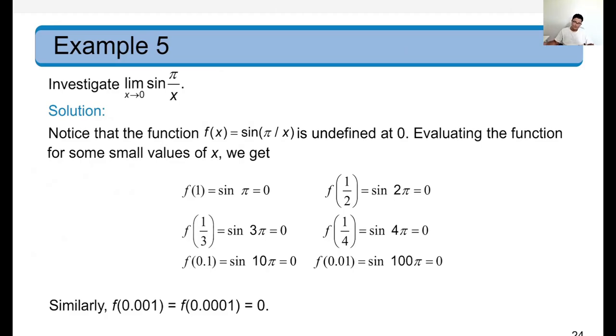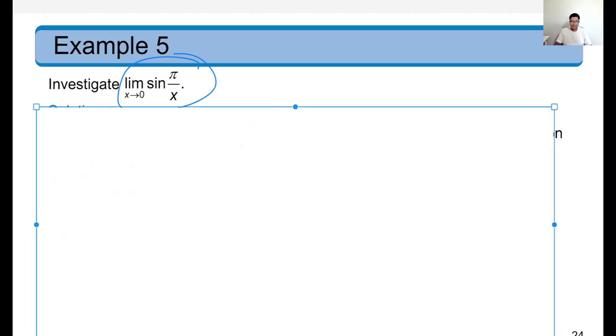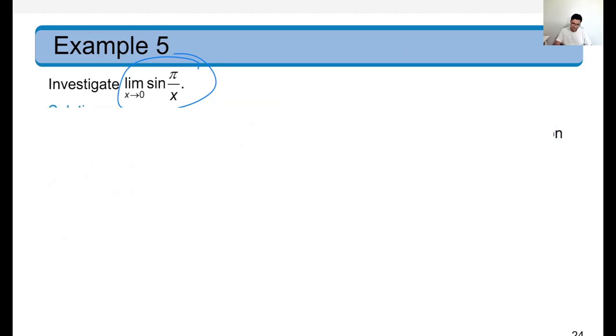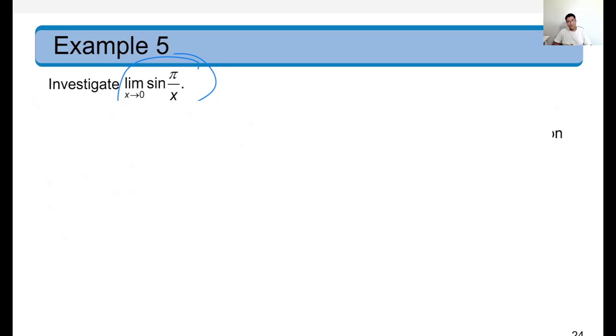Don't look at the solution, just look at the question. Investigate the limit as x approaches 0 of sine of pi over x, not pi x. Okay, this is not sine x over x.